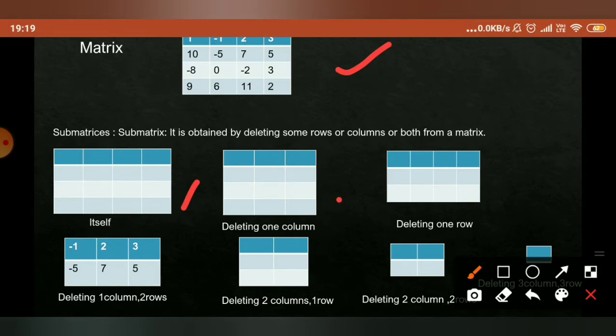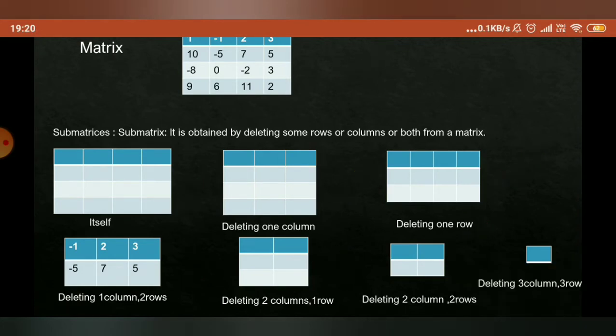Now in the second, you can see we have deleted one column. So from the given matrix, after deleting one column, we obtain this. Similarly here, deleting one row, keeping all the columns, and you can delete one column, two rows, or two columns, one row, two columns, two rows, or you can delete all the rows and columns but one and you get a one by one order matrix in this way. So there are many ways in which you can obtain a submatrix from a matrix by deleting any rows or any columns from a matrix.